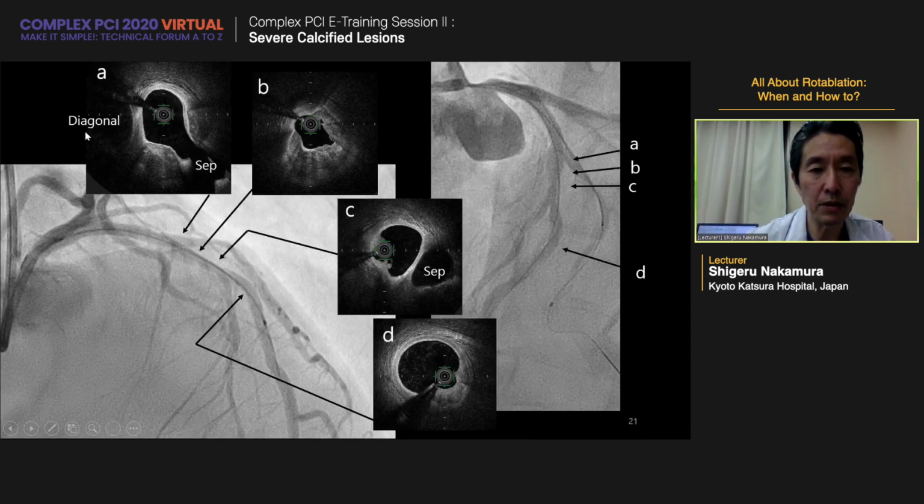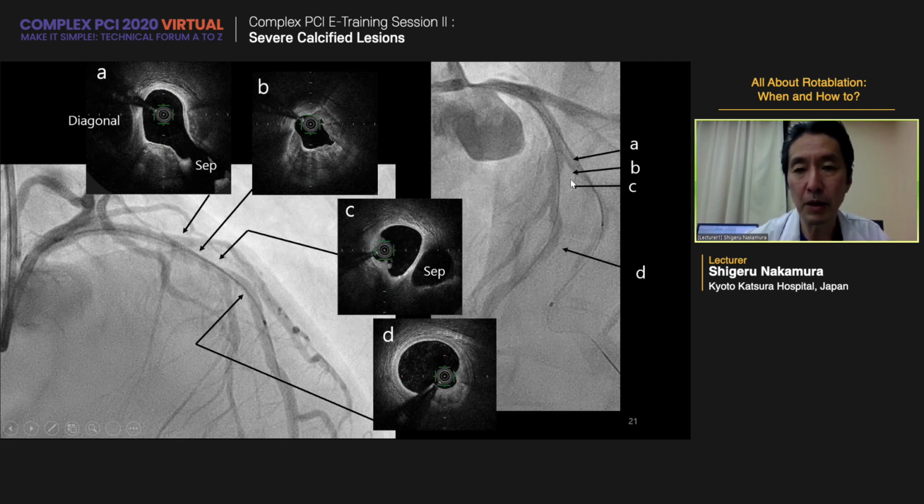So this is the diagonal here. This is septal. So the epicardial side is this one. The main target lesion here, the wire is biased to the 10 o'clock and there is no calcium in this area. And then just distal here, some injury or some cut here.